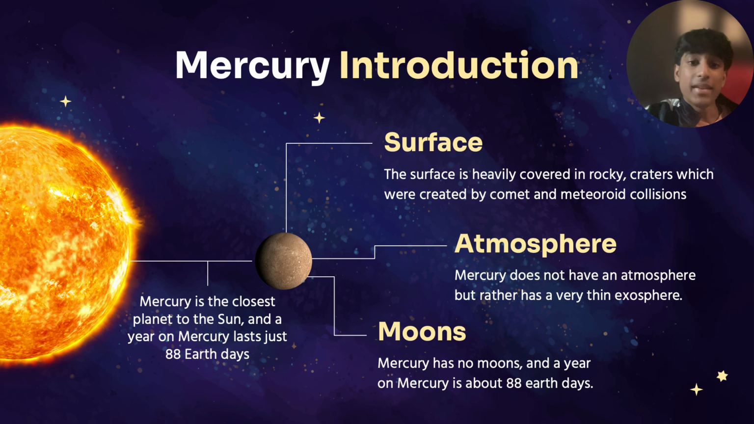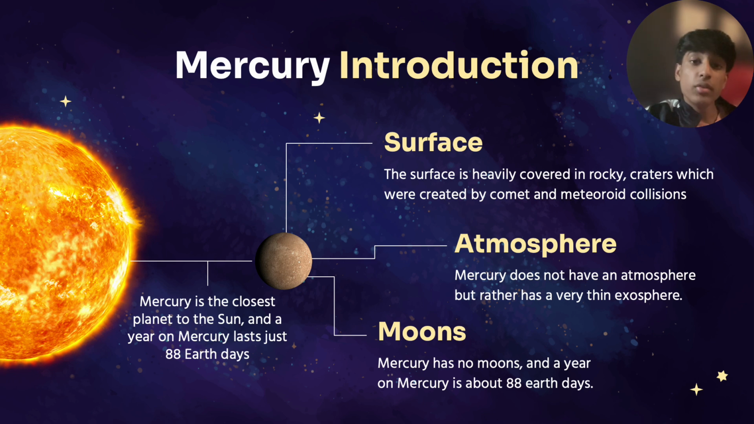Let's start off by taking a closer look at Mercury. Mercury is the smallest planet in our solar system and the one closest to the Sun. It orbits the Sun at an incredible speed, so fast that a full year on Mercury lasts just 88 Earth days. Its surface is heavily cratered and rocky, shaped by countless collisions over billions of years. These impacts have left Mercury looking a lot like our Moon.